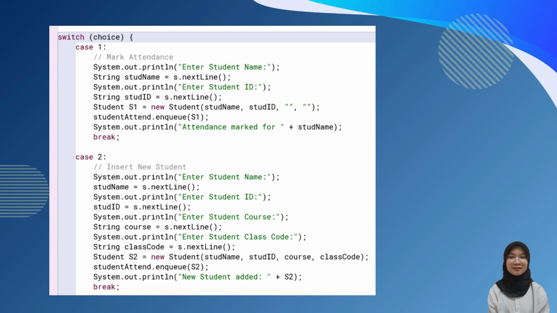For case 2, which is for inserting new students, the program will ask the user to enter student details such as their name, student ID, course and class code, and then a student object is created and added to the student attend queue, and a confirmation message will be displayed, which is a message that says "New student added".